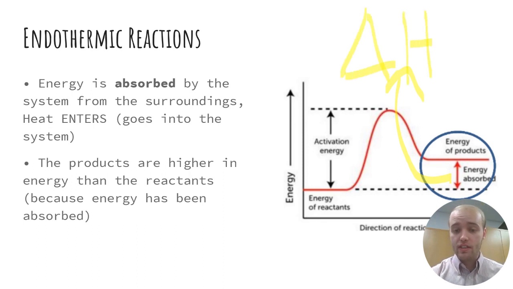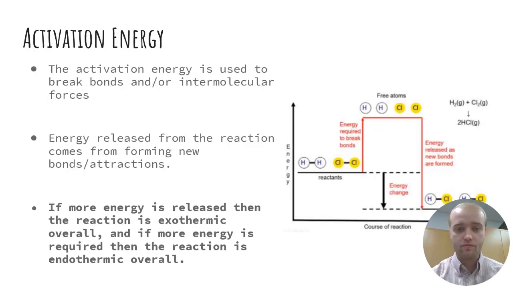That right there is the delta H for both the exothermic and endothermic reaction, the change in enthalpy, the change in heat energy at constant pressure. So it's really important in AP chemistry that you can look at one of these reaction profile diagrams and be able to determine really quickly whether something is endothermic or exothermic.